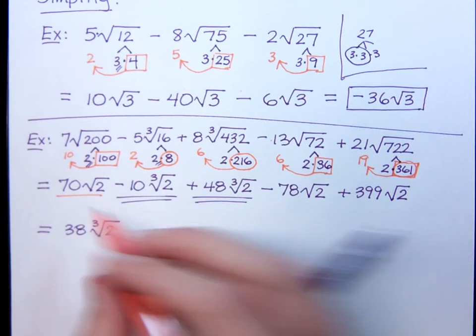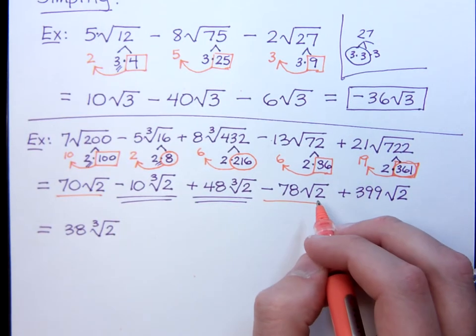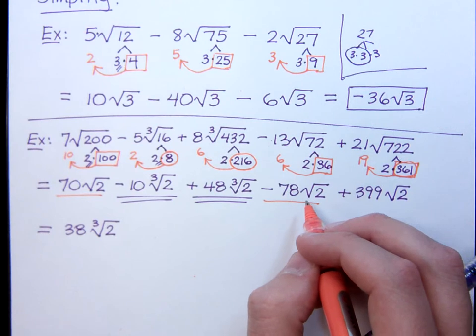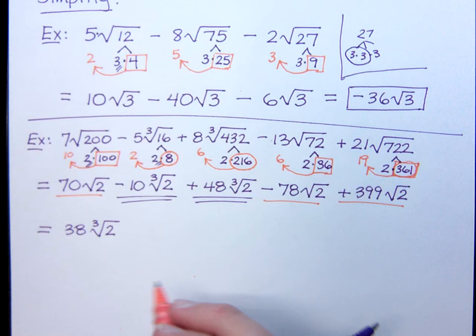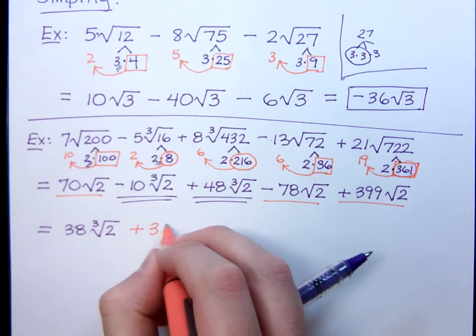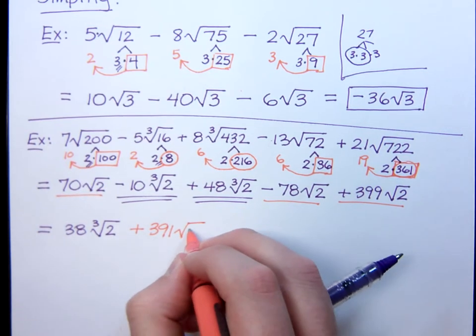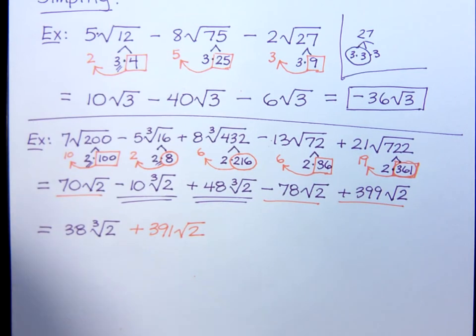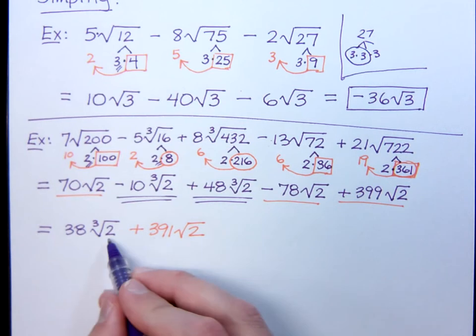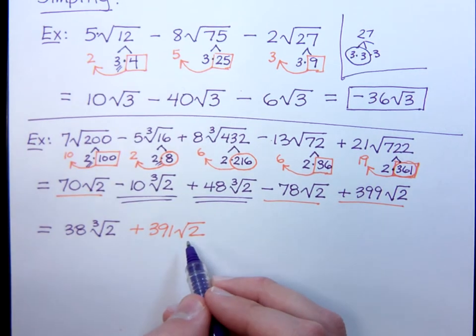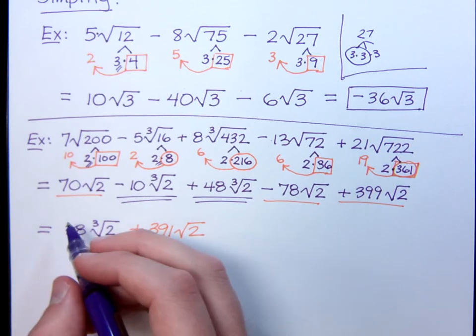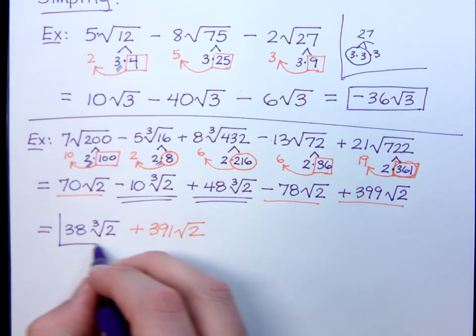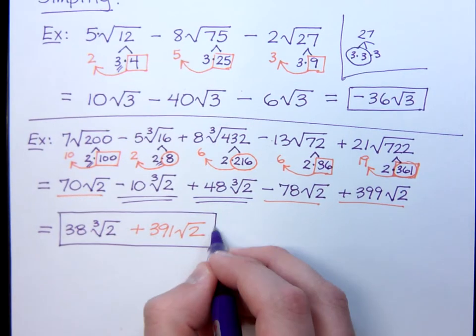70 square roots of 2 minus 78 square roots of 2 is what? Negative 8. Negative 8 square roots of 2. Then plus 399. What's 399 and a negative 8? So that's 391 square roots of 2. Can I combine these guys at all? Nope. Why not? Because they're not like terms. But they have the same radicand. No, because it has that. They don't have the same index. I'm sorry, the index. You're very precise with those nondescript words.